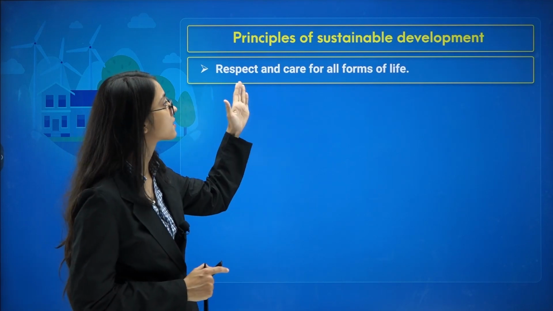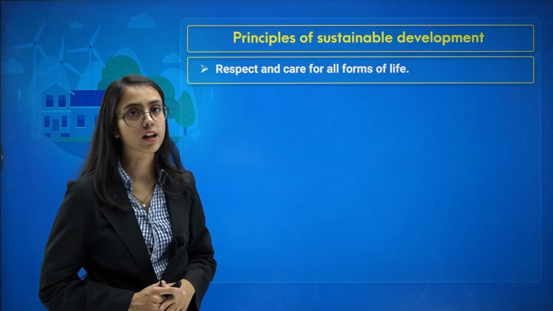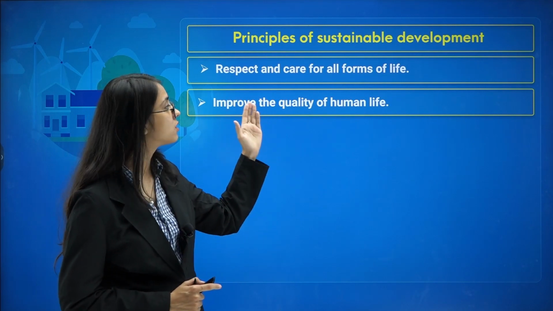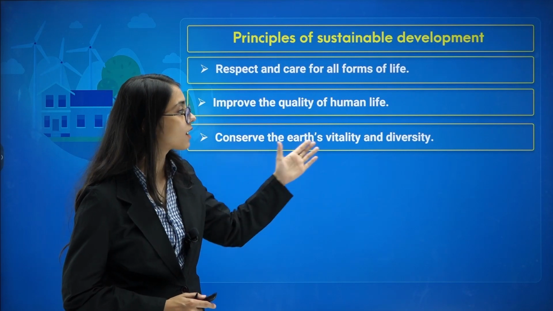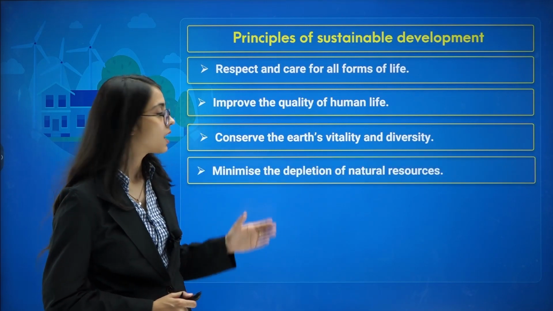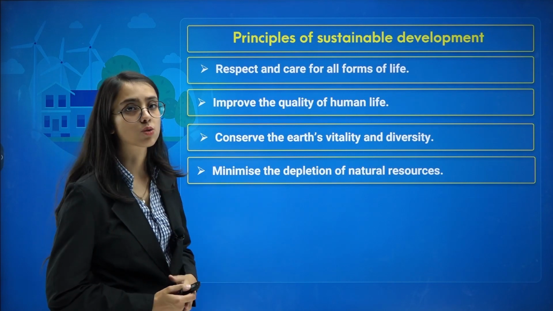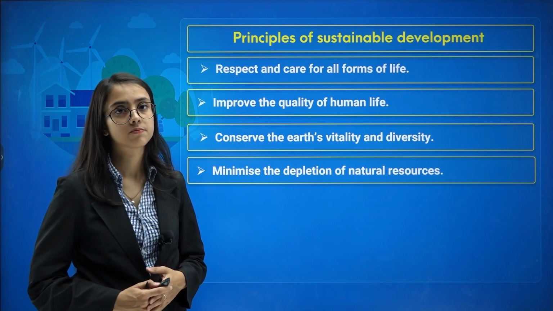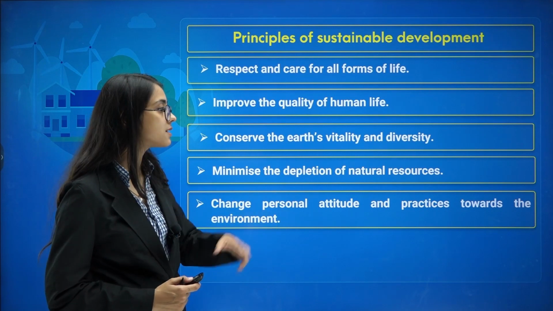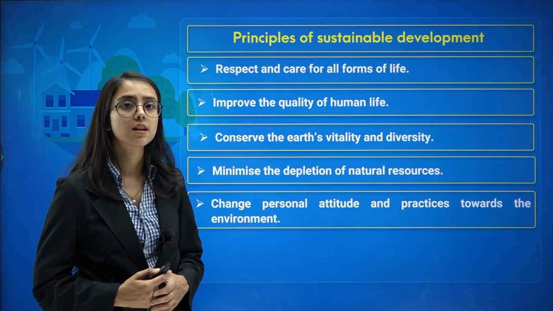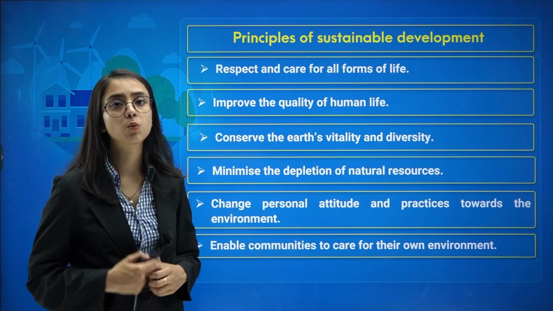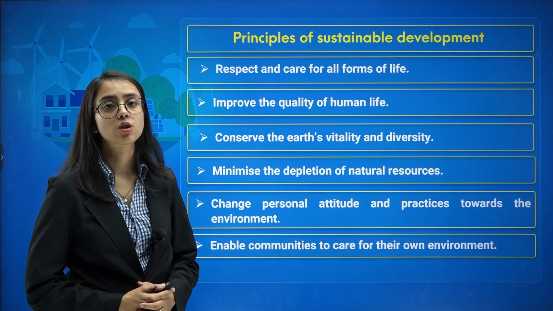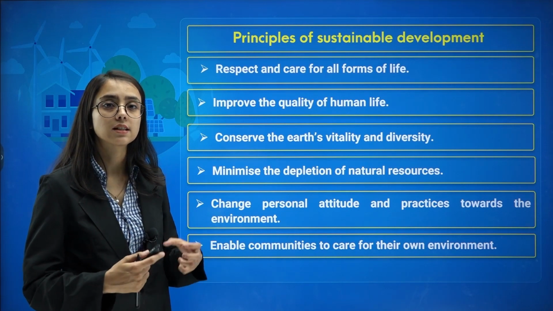Now, what are the principles of sustainable development? We need to respect and care for all the forms of life, improve the quality of human life, conserve the earth's vitality and diversity, minimize the depletion of natural resources, minimize deforestation, change personal attitude and practices towards the environment, enable communities to care for their own environment, and spread awareness among people so that they can protect and conserve their natural resources on their own.